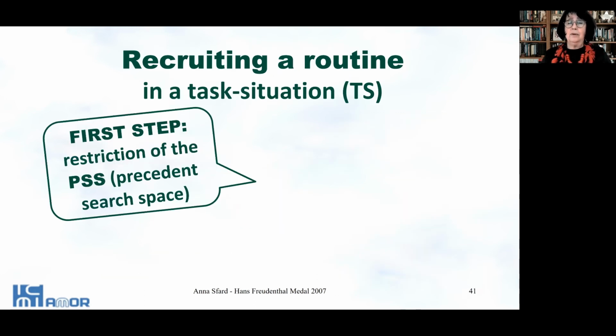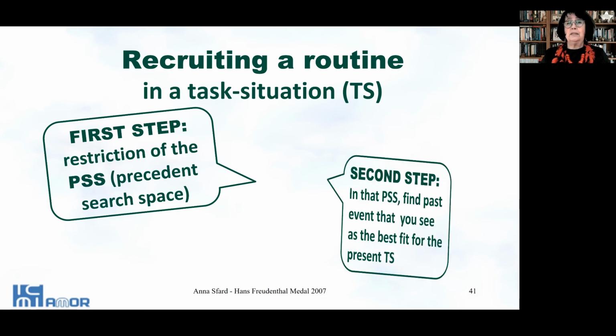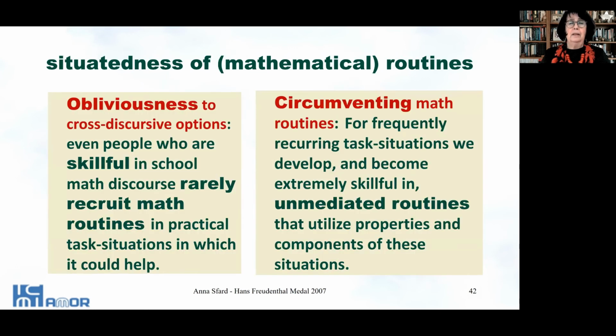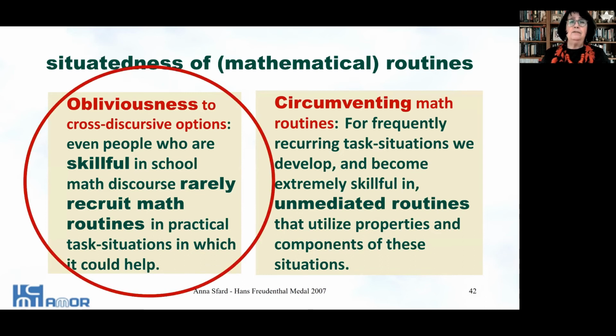As I already said, once your precedent search space is delineated and your discourse is in place, you can proceed and perform the second step. Choose the precedent. With its help, you will be able to interpret the task situation and to tell what your task is. Aware of the task, you will search your current discourse for the matching routine. The mechanism of situated action, therefore, accounts for your obliviousness to cross-discursive options.